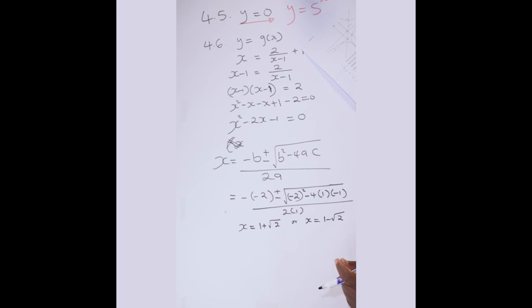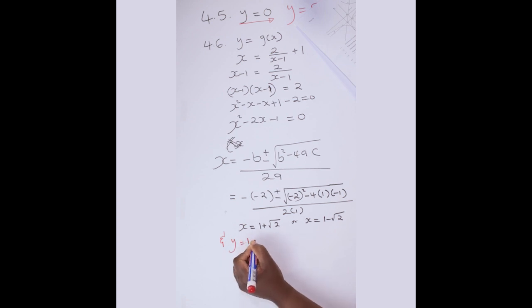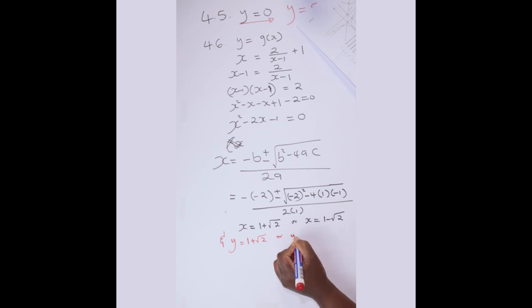Now remember, we are looking for the coordinates of V. And one of the graphs along that point V is y equals x line. That simply means that our y value will be the same as our x value. So we're going to say y is the same as them. In other words, y equals 1 plus the square root of 2, or y equals 1 minus the square root of 2.